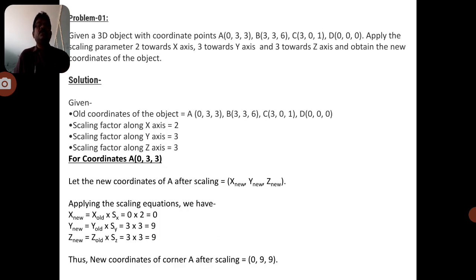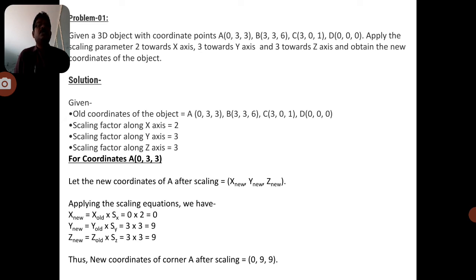Now we take a small example of 3D scaling, how 3D scaling can be applied in three dimensions. The coordinates of the three-dimensional object are given here: A equals 0, 3, 3, that is x value 0, y value 3 and z value 3, and similarly the B coordinate 3, 3, 6, the C coordinate 3, 0, 1 and the D coordinate 0, 0, 0.